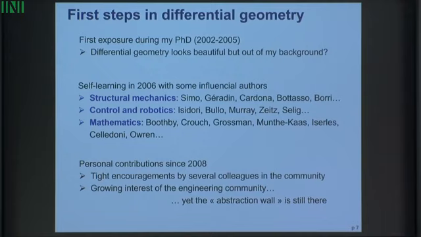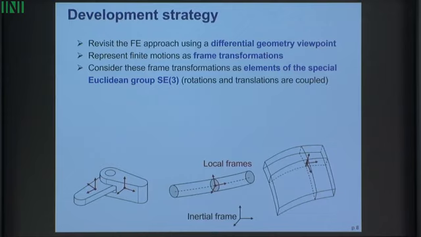So we have to do something. I think it's a collective effort that we have to do to reduce the abstraction wall, or maybe we have to build a staircase or something to help engineers.